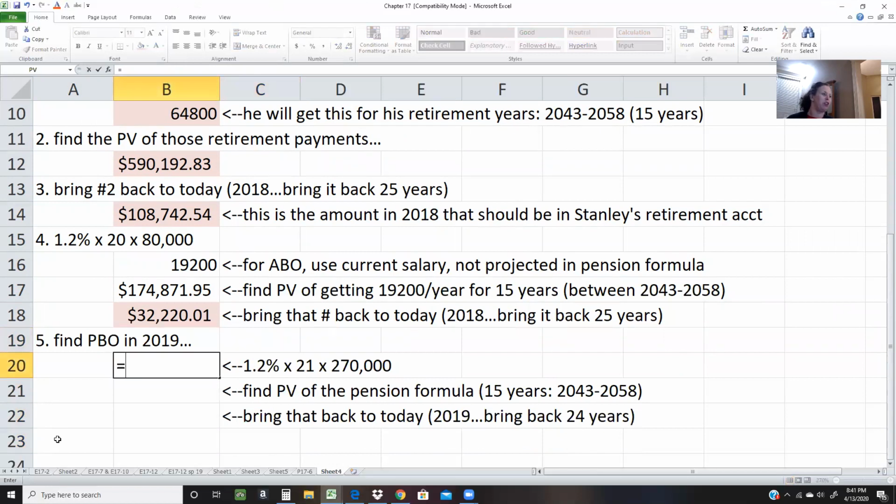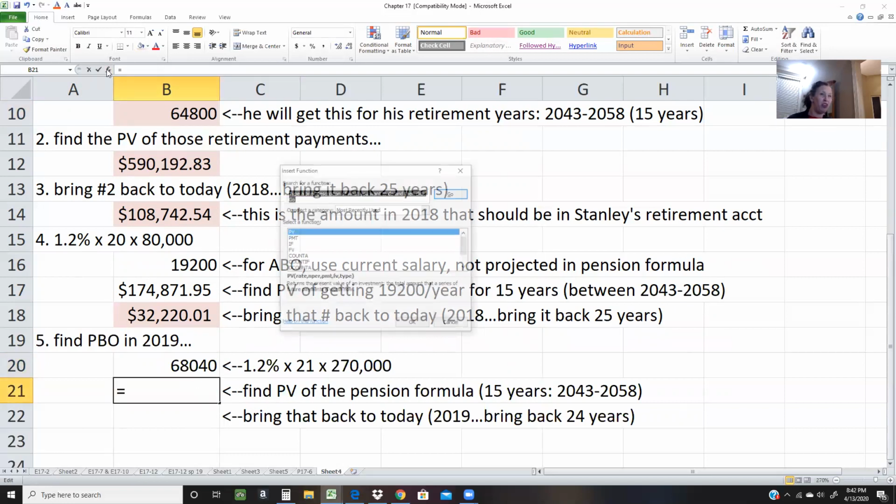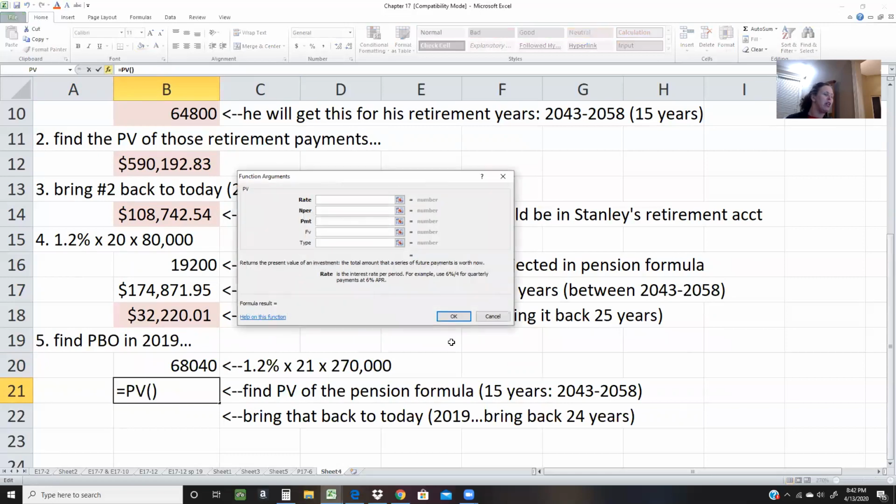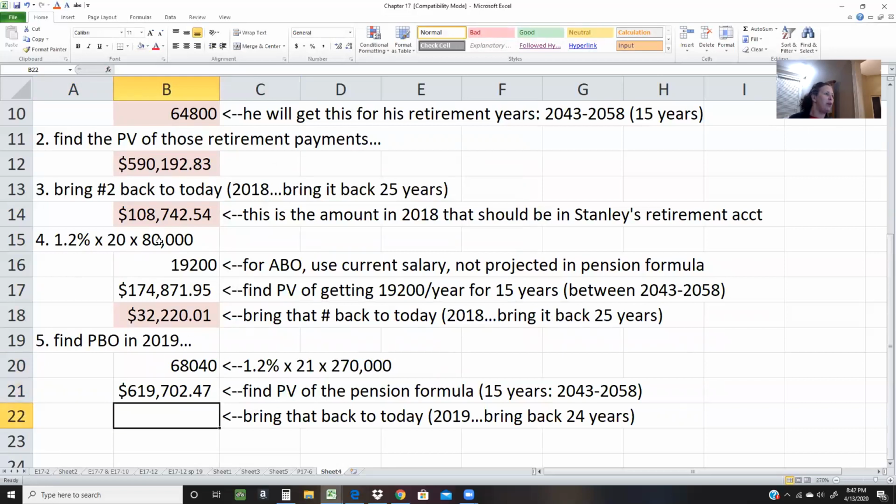Okay, so starting off, 0.012 times 21 years, because he's a year closer to retirement, times the 270,000. The projected salary must be the same because it said we didn't change any of our estimates. So now instead of 64,800, I have 68,040. He's still retired for 15 years though. He's not going to die a year earlier or anything like that. So we're going to do 0.07 for 15 years of retirement, and that payment is negative 68,040. And so now instead of 590, I have 619.